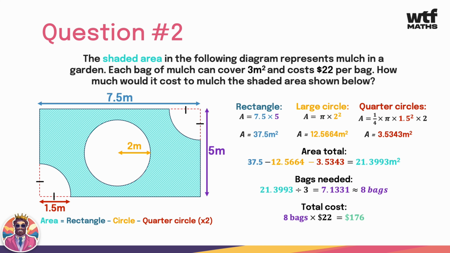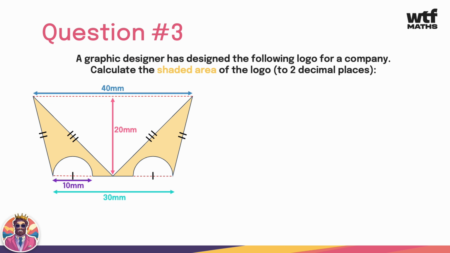So the total cost is 8 bags times $22, which is $176. So that is the cost of mulching the shaded area as shown in the diagram. Alrighty, question 3, our final question. It's a little bit trickier than the rest.